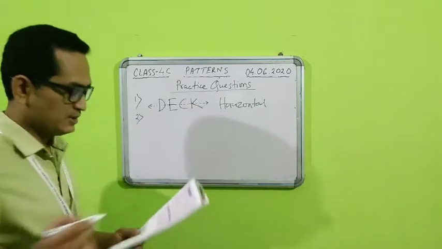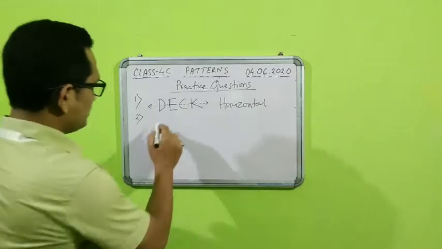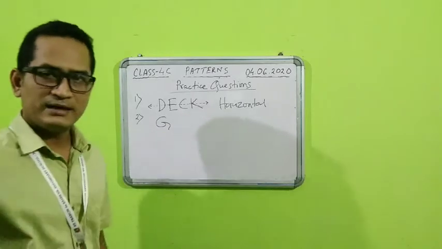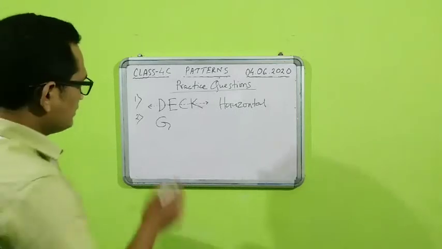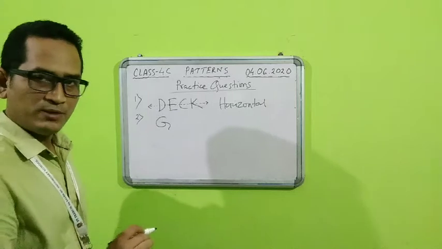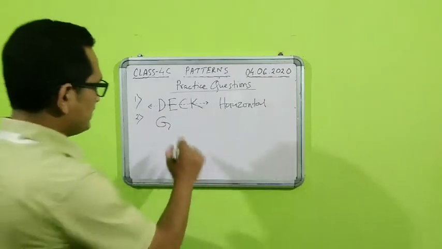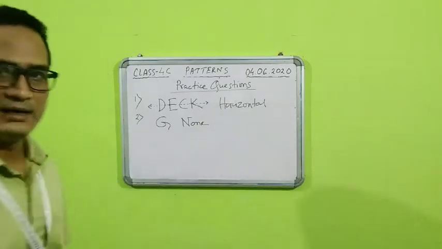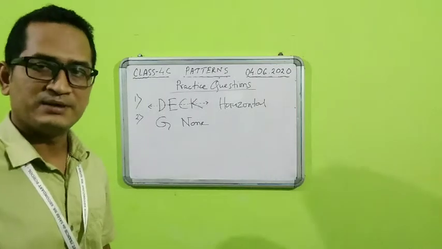Number 2, how many lines of symmetry can we draw through the letter G? Now students, if you think about G, can we draw any? Can we divide letter G into 2 equal halves, either horizontally or vertically? Students, it is not possible. If you draw it horizontally, it will not be equal. If you draw it vertically also, it will not be equal. So we can say the letter G does not have any line of symmetry. So we can say none. So that means letter G is asymmetrical. Fine.